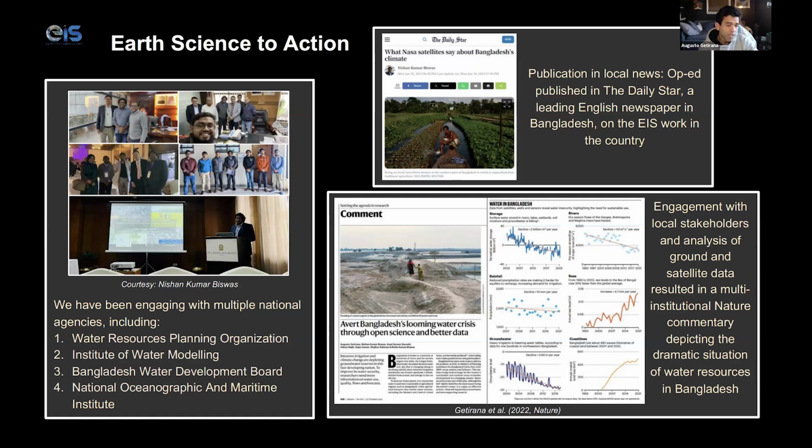And this engagement with local stakeholders resulted in a multi-institutional Nature commentary published in 2022. That's in the bottom right. That paper depicts the dramatic situation of water resources in Bangladesh, which includes the effects of sea level rise. So in the next slide, please.